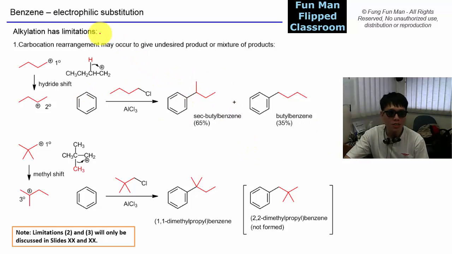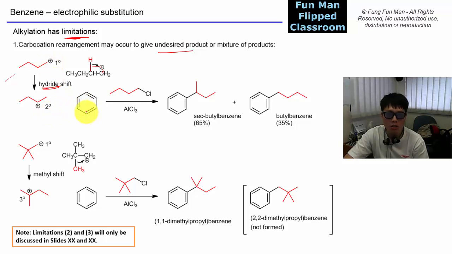Now for alkylation, we have some limitations because there could be some rearrangement that may occur to give undesirable products and a mixture of products. The reason is because when we first generate this, which is a primary carbocation, it is not stable. So in chemistry, we have something called the hydride shift, where the H bond adjacent to the positive charge will break and go onto this C. That means they swap places. The H and the plus charge swap places. And you get a secondary carbocation, which is much more stable compared to the primary carbocation.